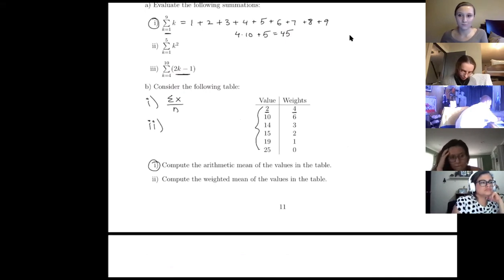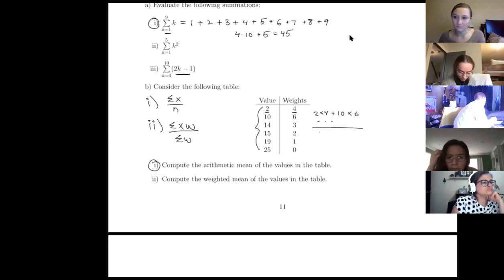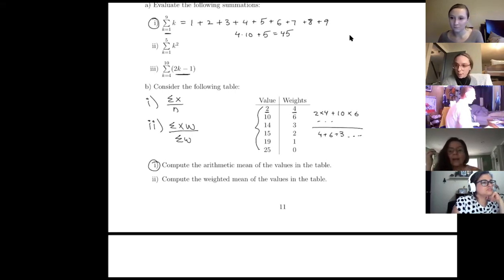And then for weighted, you're adding all x times their weight. So it would be like 2 times 4 plus 10 times 6. Continue for all of them. And you're dividing it by the sum of the weights. So dividing it by 4 plus 6 plus 3. Does that make sense? Yeah. Okay, perfect. Thank you.